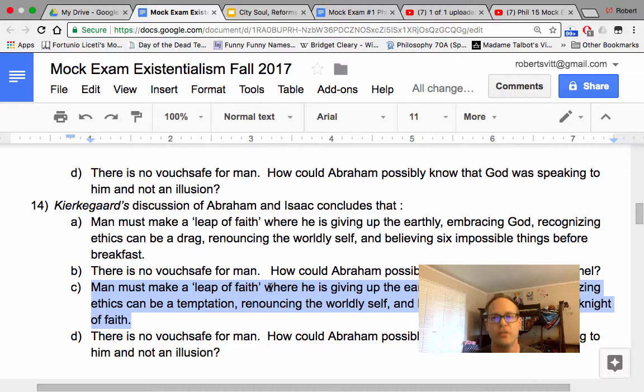Recognizing ethics can be a temptation. In other words, ethics is really on Abraham's terms, not God's terms. The next, renouncing the worldly self, right? He's renouncing any sense to this decision and any attachment he has to the world. And then believing the impossible as a knight of faith. He ultimately is going to believe that he will lose Isaac and God will give him back. He will unite the contradictory aspects of himself before God, and that's what makes Abraham a knight of the faith.